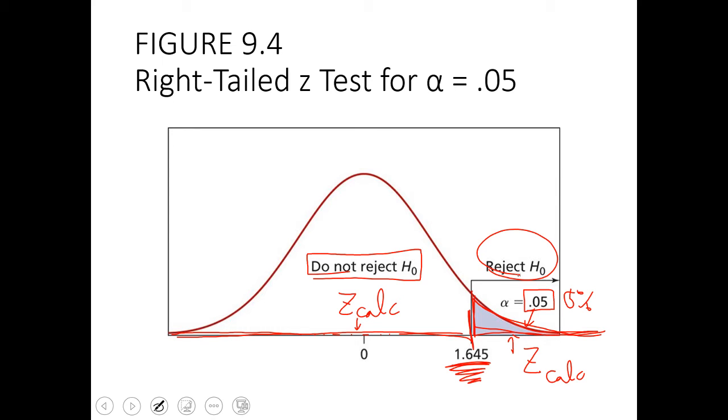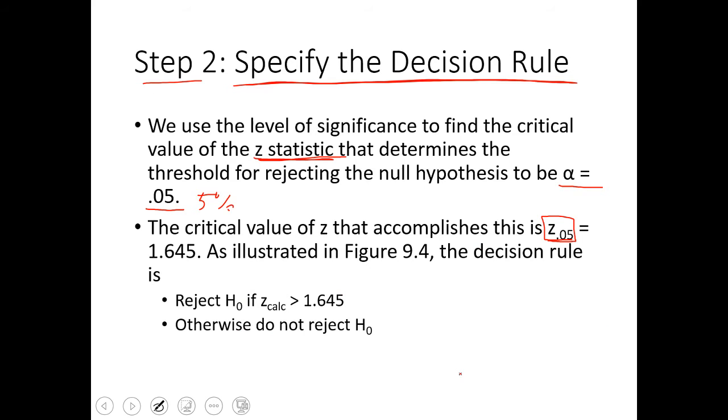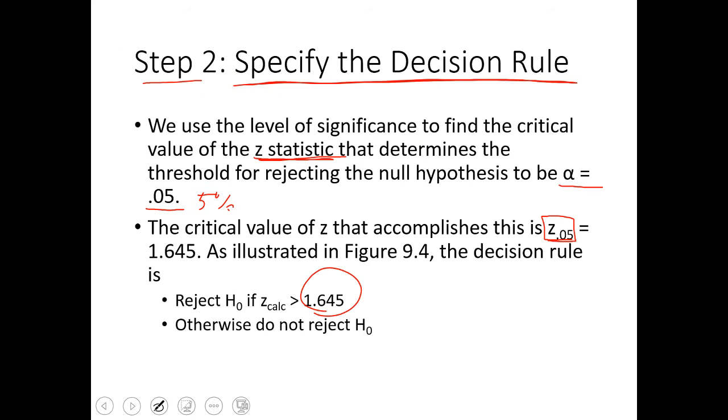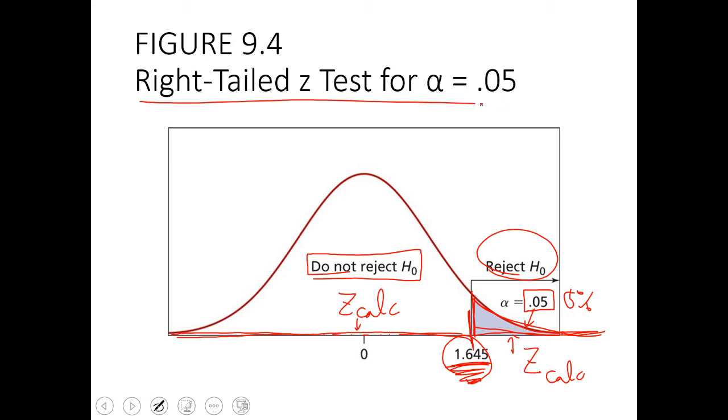Okay? So this critical value is 1.645, as we discussed in table 9.2. So we reject this null hypothesis if our test statistic, the z statistic, is greater than 1.645. Otherwise, we do not reject this null hypothesis, as we discussed in this figure.